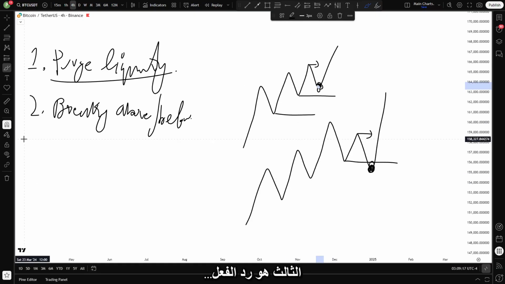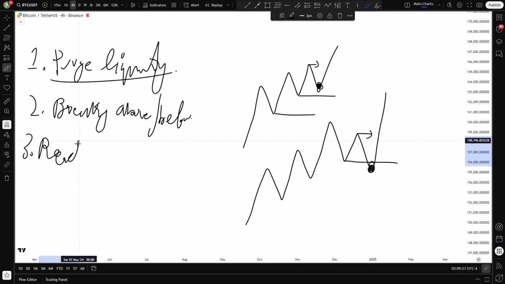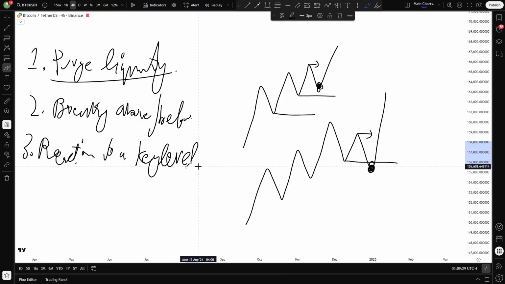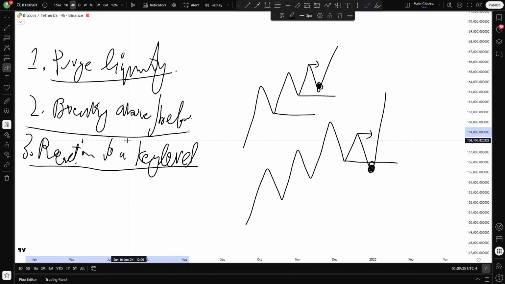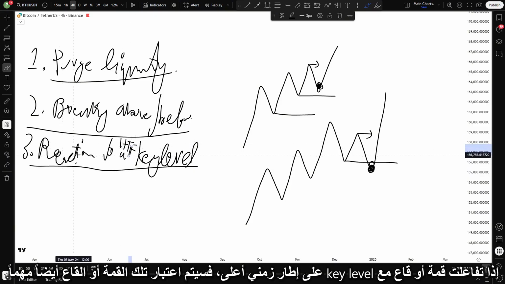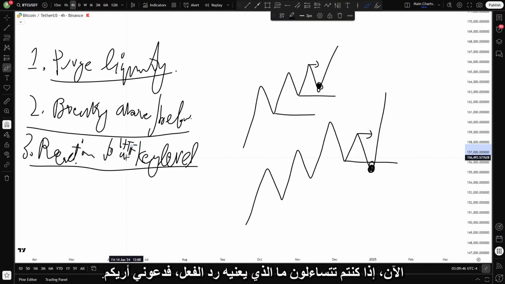Okay. The third one is reaction to a key level, meaning if a high or a low has reacted to a key level, and not just a key level, but a higher time frame key level. If a high or a low has reacted to a higher time frame key level, then that high or low will also be considered a significant one.